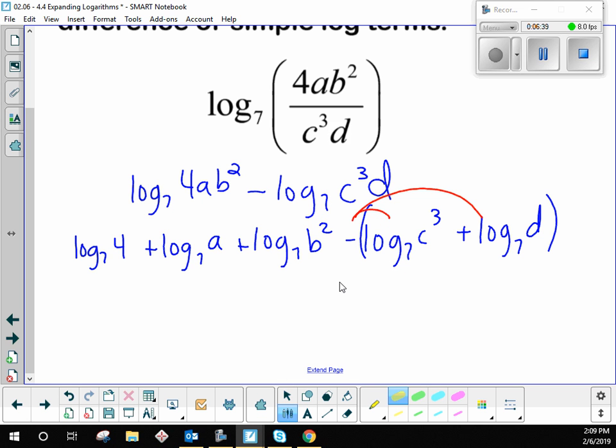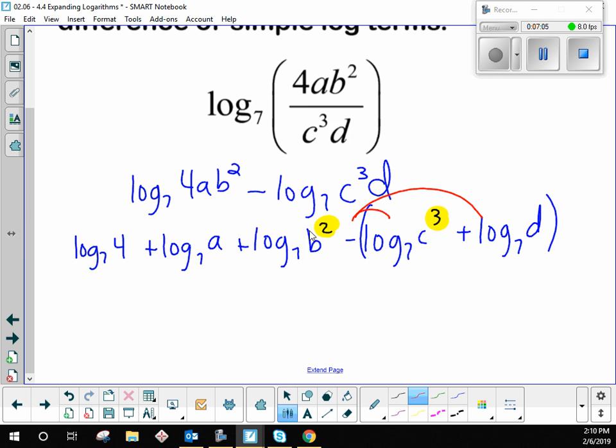But there's one other thing that we have to take care of. How many powers do you see? Two. What are we going to do with those powers? Put them in the front. Only of those individual terms. Okay, not on the front of the whole thing, just for that single term. So right here, log base 7 of b squared, this 2 is going to come in front of this term. This 3 is going to come in front of this term only, because it only belongs there.